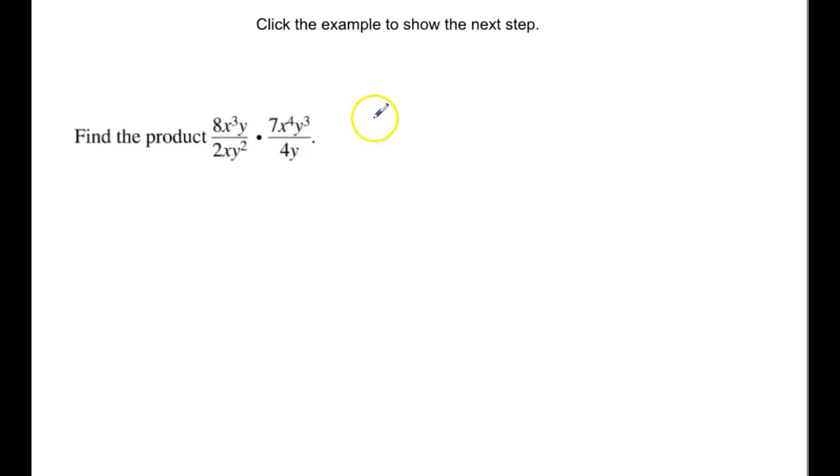Well, I know that 8 times 7 is 56. X cubed times x to the 4th is x to the 7th. Y times y cubed is y to the 4th. So that's the numerator. Now let's look at the denominator. 2 times 4 is 8. X, there's only one x, so I'm left with that x. And then y squared times y is y cubed.